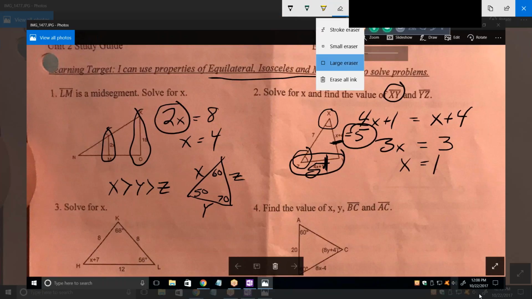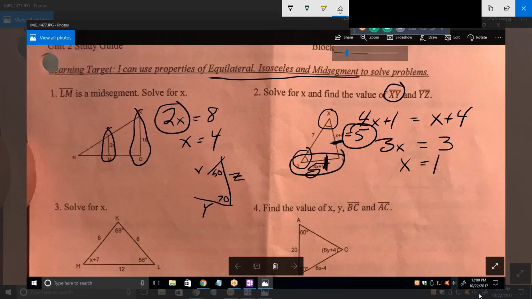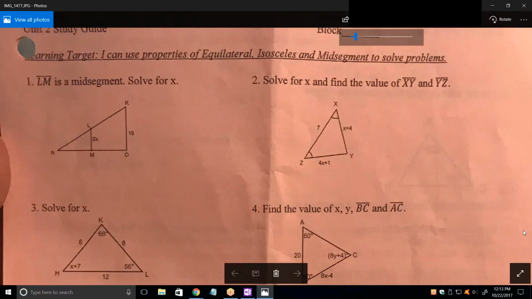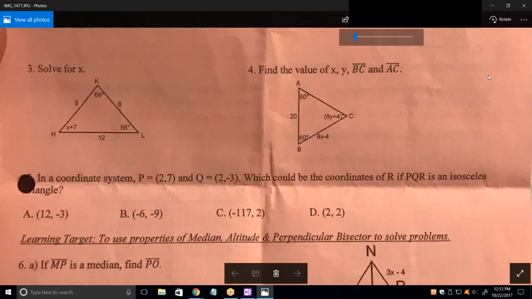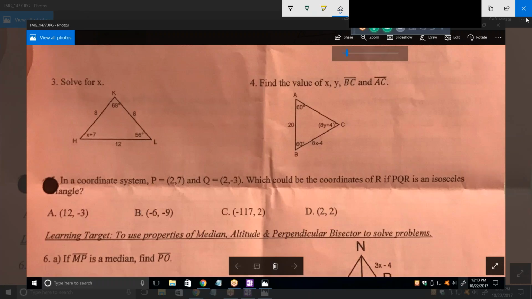Okay. Yeah. So let me scroll down here and take a snapshot of this. What kind of triangle is this? Isosceles.